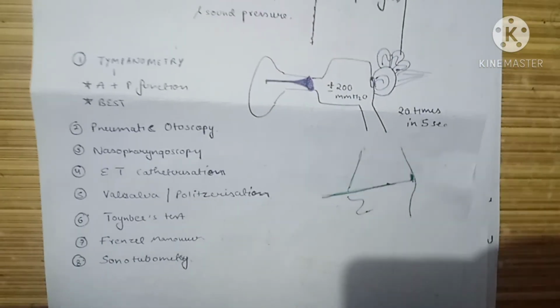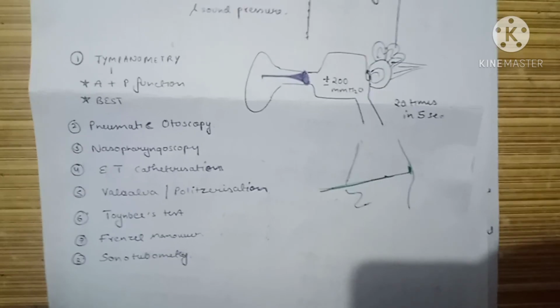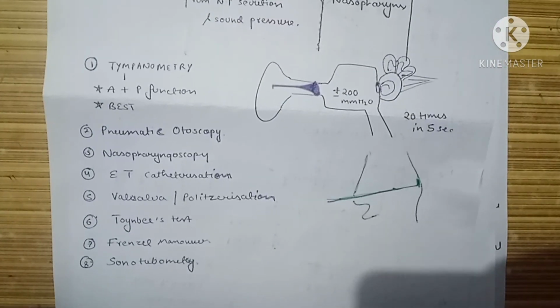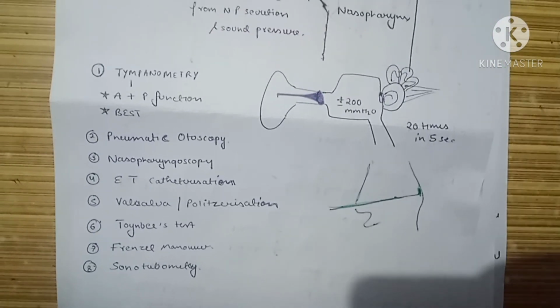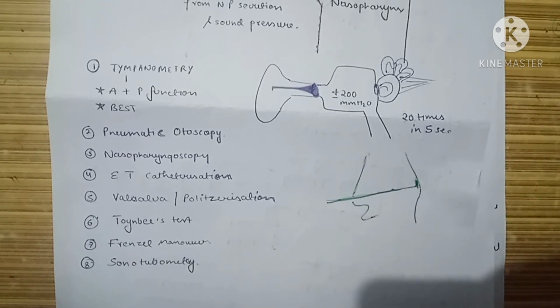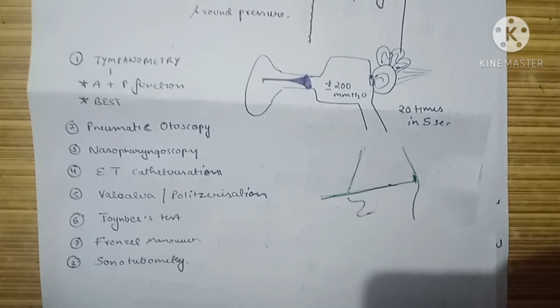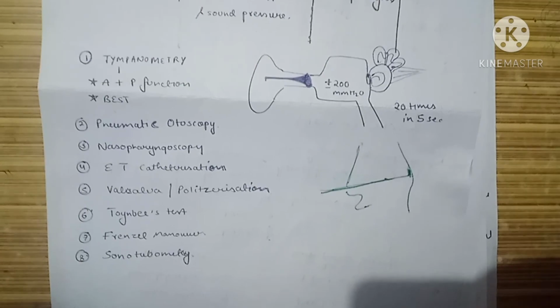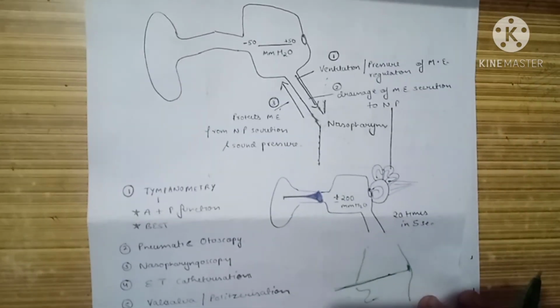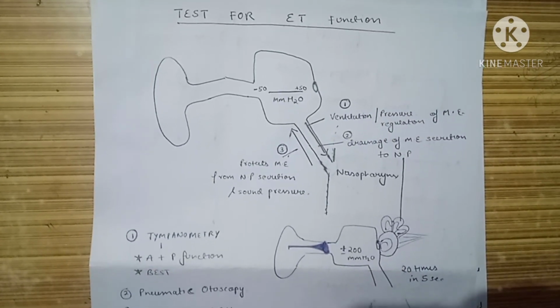Let's revise the names. They were tympanometry, the best test, pneumatic otoscopy, nasopharyngoscopy, endoscope introduction, eustachian tube catheterization, Valsalva and politzerization, Toynbee, Frenzel's, and sonotubometry. This is what eustachian tube function testing is.